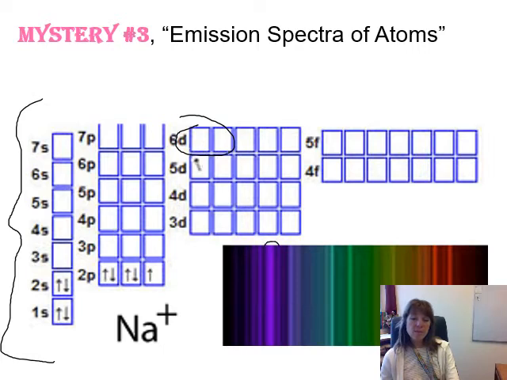Now, I found this GIF, and I was noticing this line spectra does not look exactly like the one in your book. So I think this one has more lines than the one in your book. The one in your book shows only the yellow line.